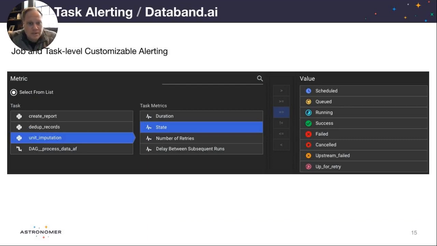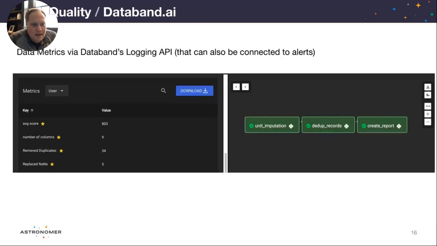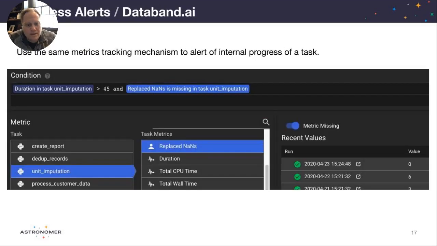Another pretty interesting tool to us is a company called Databand. It ingests Airflow metadata and allows you to configure alerts based on a number of situations where you might want to be alerted. It has an API where, inside of your Airflow DAGs, you can send custom data metrics to their service, which can then also be connected to alerts. And the reason why I think this is cool overall is that you can combine those two ideas to simulate internal progress of an Airflow task.